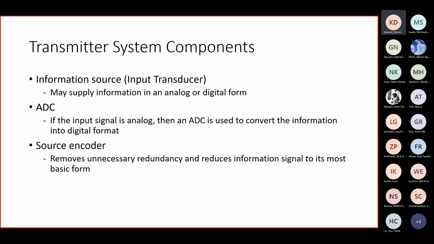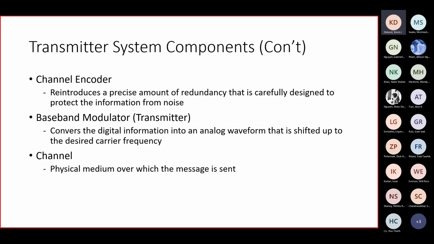The source encoder removes any unnecessary redundancy and reduces the information signal to its most basic form. An encoder, as you know from digital systems, I hope, and if you aren't in digital systems, it's fine, basically takes a large amount of data and simplifies it into a smaller address. Okay, so we get a channel encoder, which reintroduces a small amount of redundancy that is carefully designed to protect the information from noise. If you're wondering what redundancy is, we will go over that in a second.